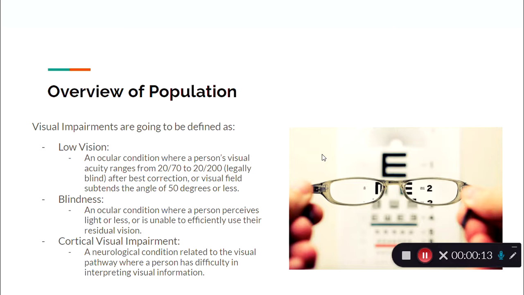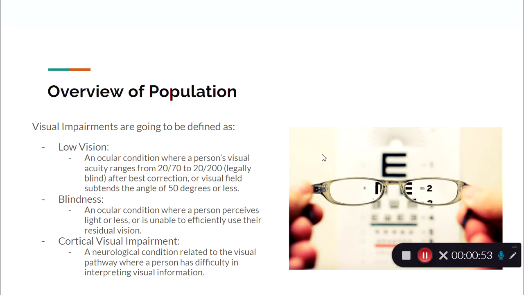Okay, so at the beginning, I'm just going to do an overview of the population. Visual impairments are really a pretty big range, which I didn't realize before I started this. The first and a very common one is low vision, and that's simply an ocular condition where a person's visual acuity ranges from 20/70 to 20/200, which would technically be defined as legally blind, after best correction. So that 20/70 and 20/200 are after correction with glasses or contacts or something like that. Or the visual field subtends an angle of 50 degrees or less.